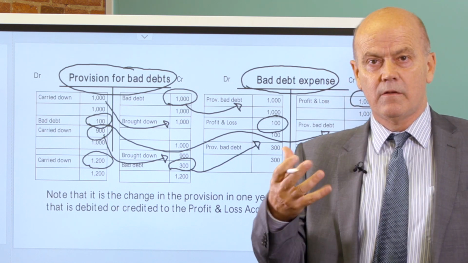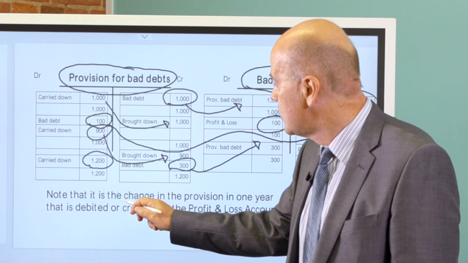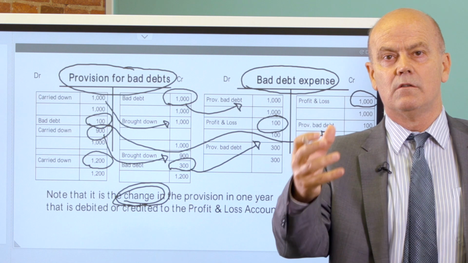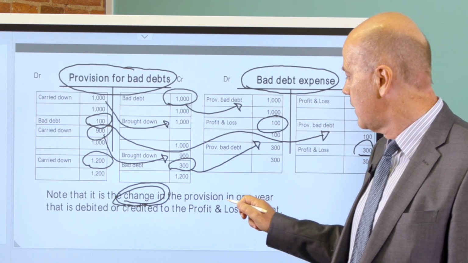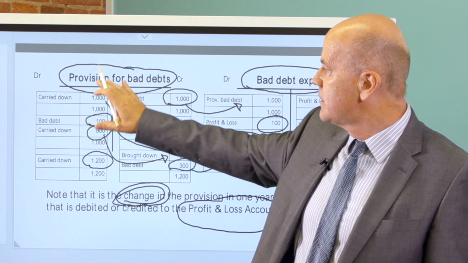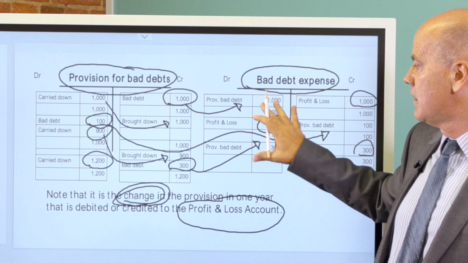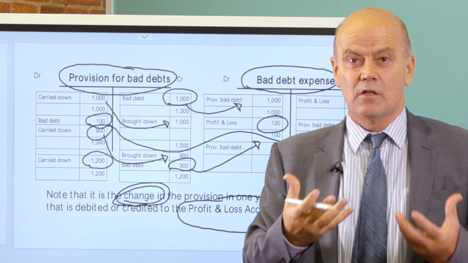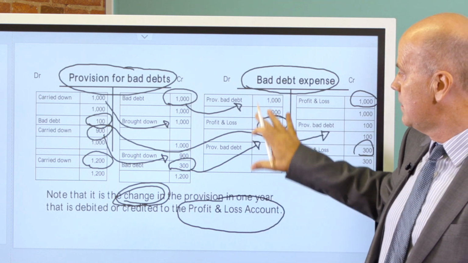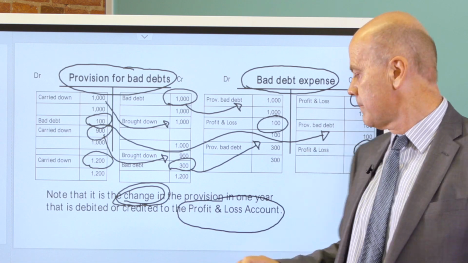Now, one final thing to tell you, just be aware of this, that it's the change in the provision that affects the profit and loss account. This account sits in the balance sheet. This account sits in the profit and loss account. The change hits the profit and loss account. These are the changes that are either costs or income.